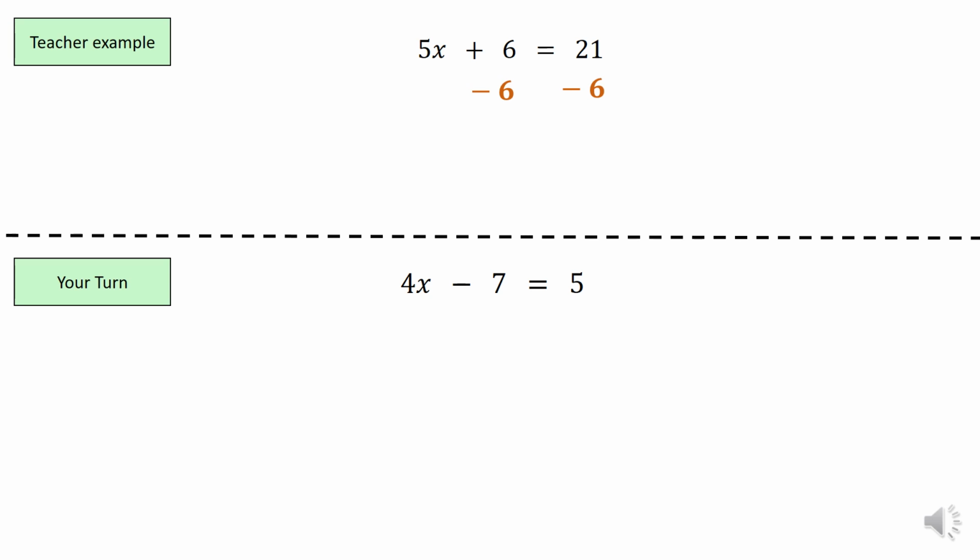What will we be left with? It will be 5x equals 15. Now, in order to work out what x is, we identify the number that is in front of the x. The number is clearly 5, so we now must divide by 5. But to balance it out, I'm going to do the same with the other side, and I'm left with x equals 3. And that would be my final answer.